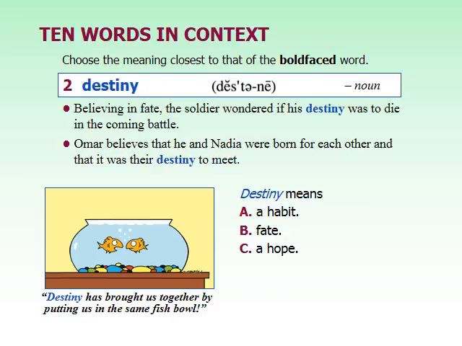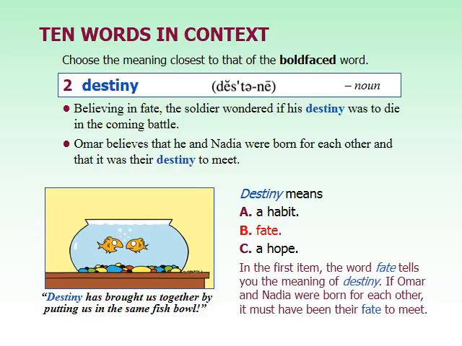So destiny, this is a noun. Believing in fate, the soldier wondered if his destiny was to die in the coming battle. Omar believes that he and Nadia were born for each other and that it was their destiny to meet. And destiny means your fate. Now you may not know what fate means, but in this case, on page 99, destiny is number 10, something bound to happen to someone, fate.